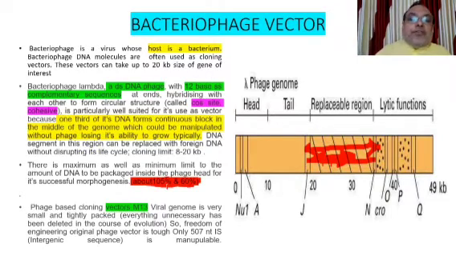Similarly, if it is less than 60% of the normal length of the lambda phage DNA, assembly of the head won't take place again. So this is a very important characteristic that we should keep in mind: while integrating the DNA or substituting a portion, it should not be less than 60% of the length of the normal phage DNA, and it should not exceed 105% of the length of the normal phage DNA.